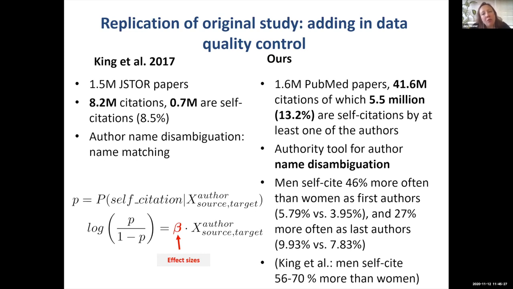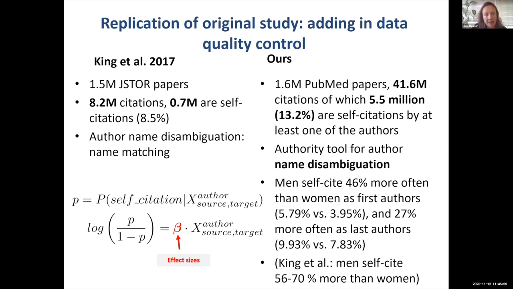We used a more rigorous way of data disambiguation. We used a database that has been built by Vetla Torvik here at the University of Illinois at the iSchool. It's a wonderful tool. Whoever wants to do name disambiguation, I highly recommend his work. It's highly accurate. So we used that to disambiguate names, and we found basically the same trend as the original study, meaning that men indeed do self-cite more than women. Not the exact same numbers, but the same trend.